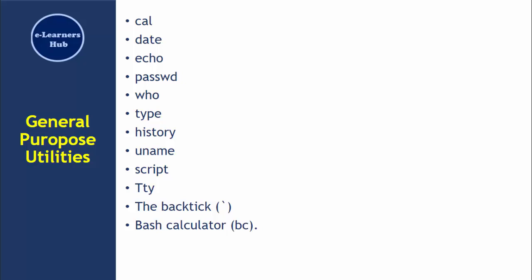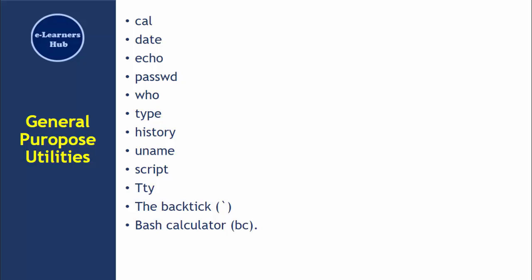who is useful when there is a multi-user operating system and many users are using the system. who gives you the list of users who have logged into the system, with details of when they logged in and other details of the users, such as the applications being used. type shows you the file type, what the type of the file is. history will show you the list of commands that you have executed earlier on your prompt.